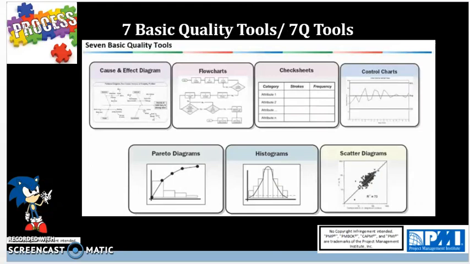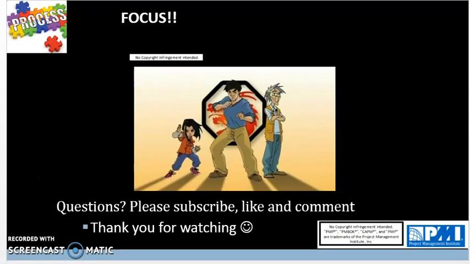Then this slide shows the 7 basic quality tools. So again, cause and effect diagram shows the fishbone diagram, root cause. Then you have flow charts that shows defects or any issues in the process, checklists, control charts, Pareto diagrams that manifest the Pareto principle, histograms, and scatter diagrams.